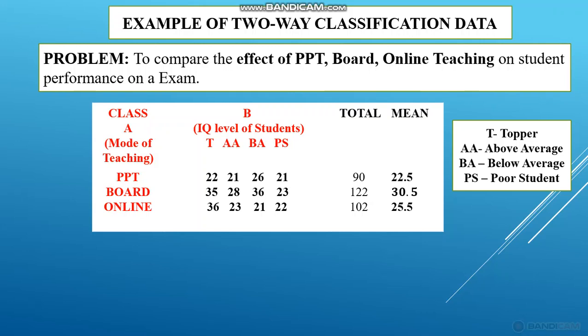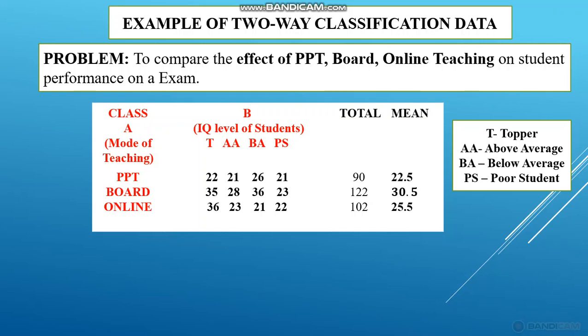Similarly in the second factor we are having four classes. The factor B is the IQ level of students. The factor A is mode of teaching and the factor B is the IQ level of students. The IQ level of students can be classified into four classes: T means topper, AA means above average, BA means below average, and PS means poor student. So here we are classifying the data into two factors.